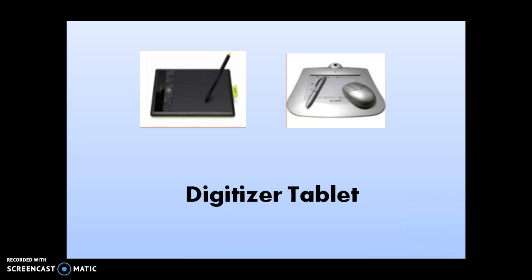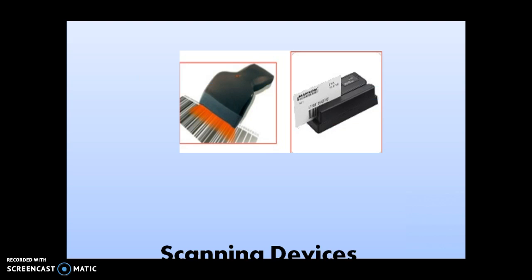Next, we have the digitized tablet. A digitized tablet is a graphic drawing tablet used for sketching new images or tracing old ones. It is also called a graphic tablet. The user contacts the surface of the device with a wired or wireless pen or puck. It is often mistakenly called a mouse. The puck is officially the tablet cursor.